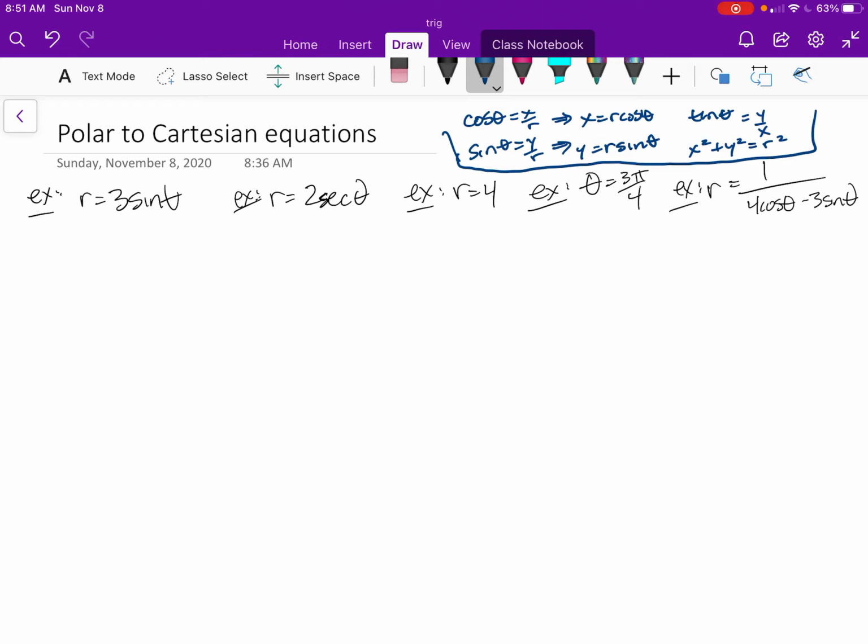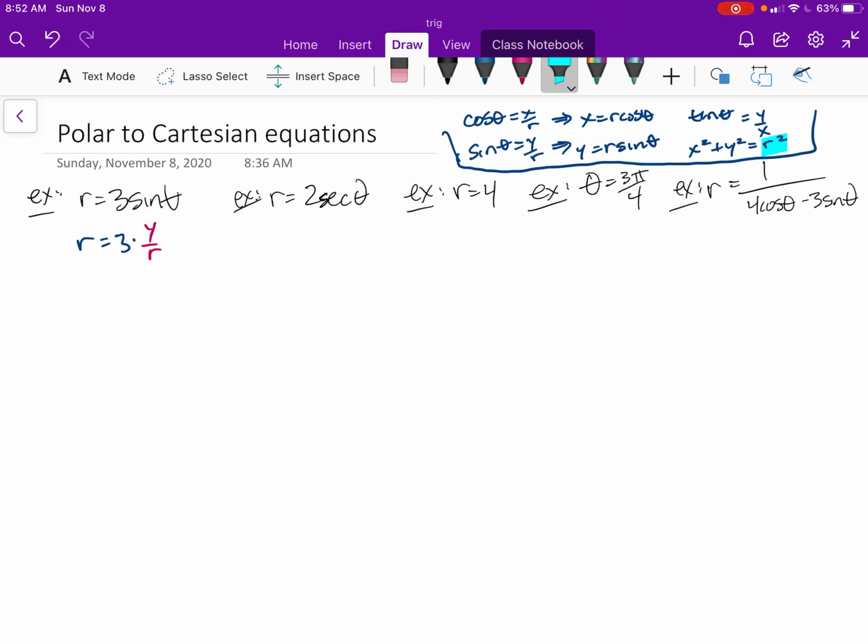Alright, so r equals 3 sine theta. The only thing I see to begin with is the fact that sine theta is y over r. So let's make that substitution, y over r, and we still have r equals 3 times y over r. Now, one trick in many of these is to try to get an r squared, because once I see an r squared, I know that is equivalent to x squared plus y squared.